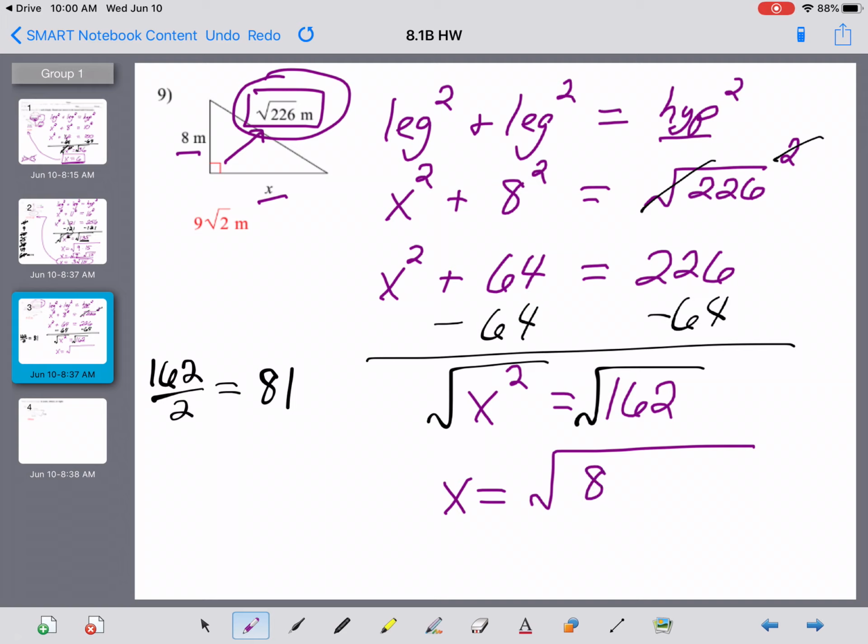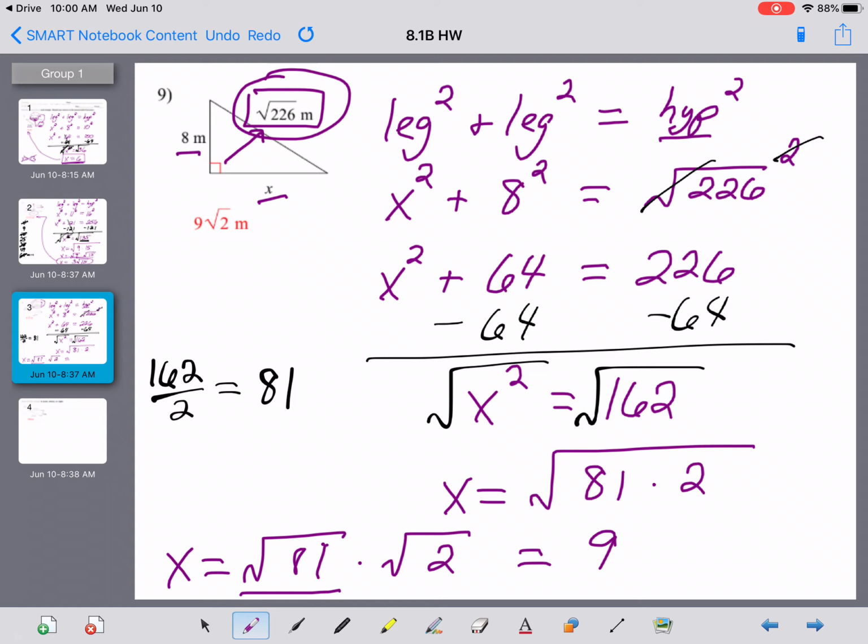I found what I was looking for right away. 81 times 2 takes the place of the 162. So we now split it. X is equal to the square root of 81 multiplied by the square root of 2, and the square root of 81 can be evaluated to 9. And the square root of 2 just tags along, so we end up with 9 root 2.